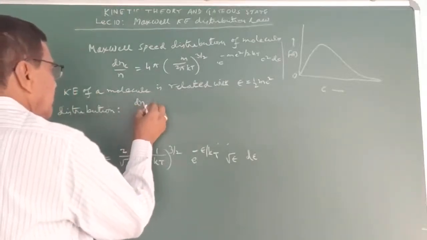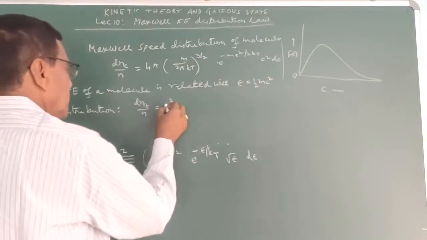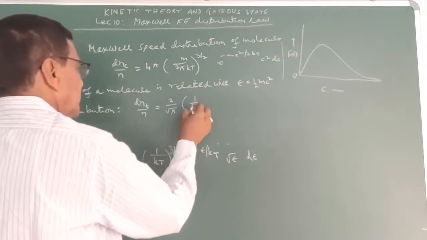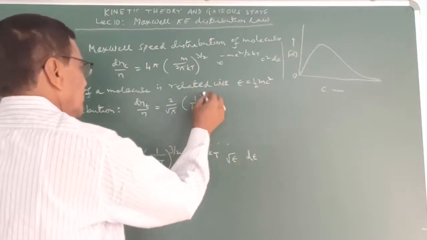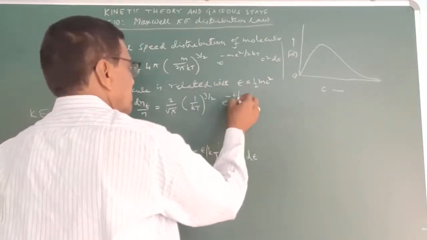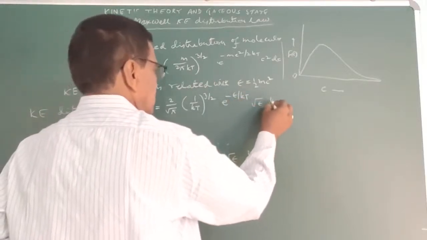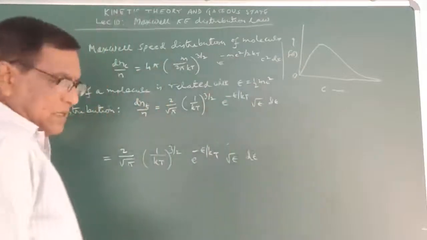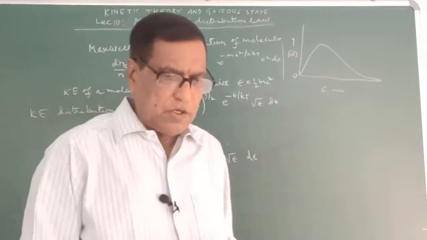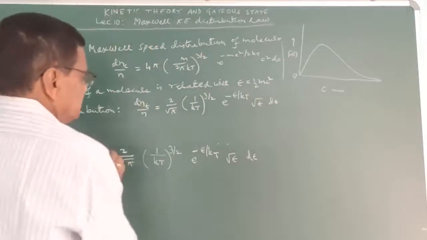dn(epsilon)/n = 2/√π × (1/kT)^(3/2) × e^(−epsilon/kT) × √epsilon dε. So 2/√π, (1/kT)^(3/2), e to the power minus epsilon by kT, and √epsilon dε.